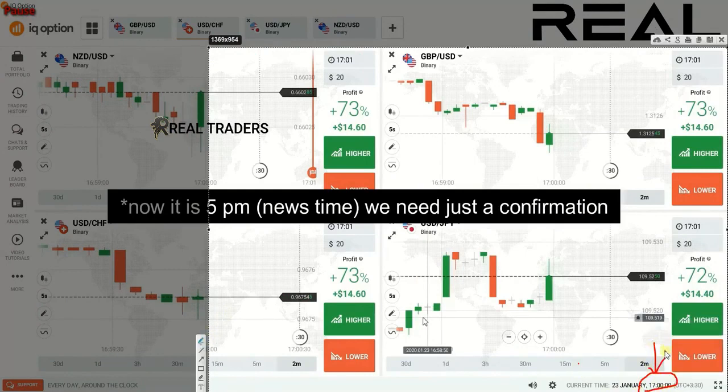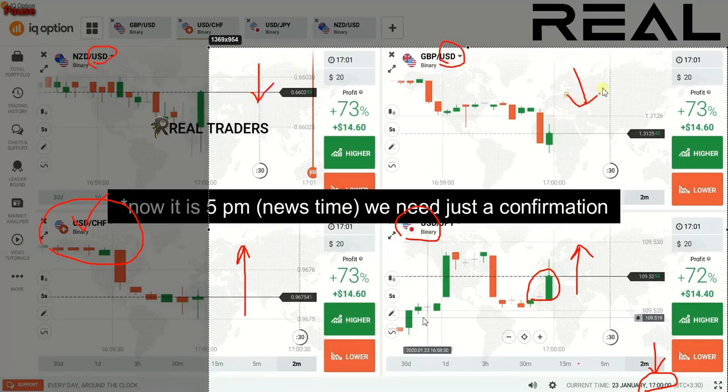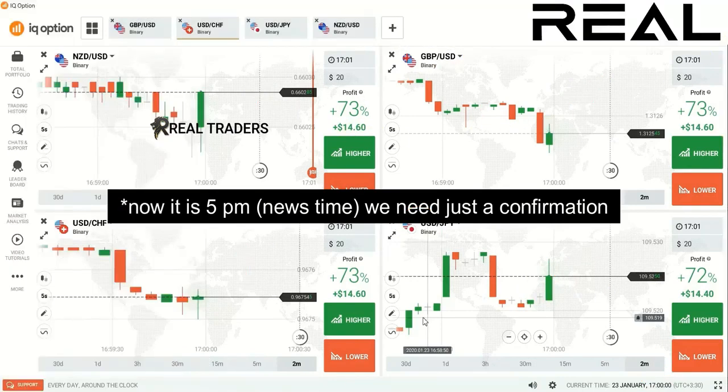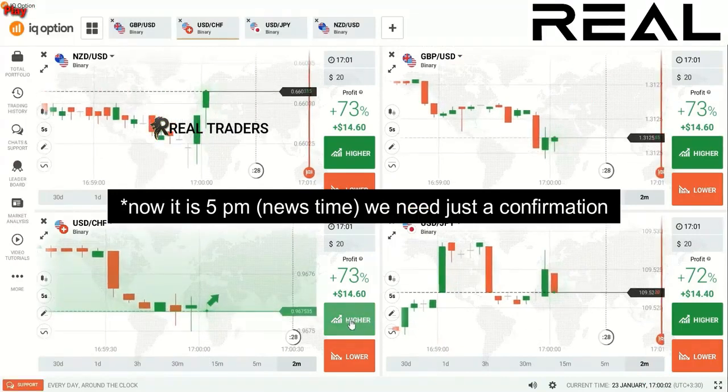Now we start. We know in these 2 below charts the price will go up because we saw in the news the forecast was green, so the major USD will go up. So here we must wait for a bullish confirmation, and in these 2 above, because the USD is in the second place, the price will go down, and we are waiting for a bearish confirmation. It is 5 p.m. Now let's wait. I'm waiting for a confirmation.